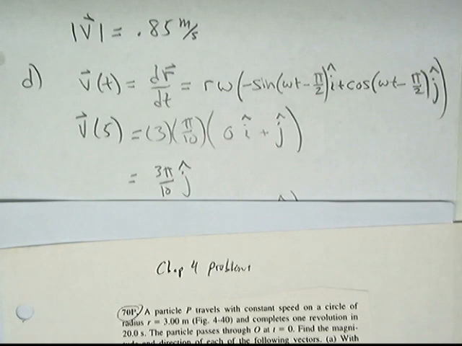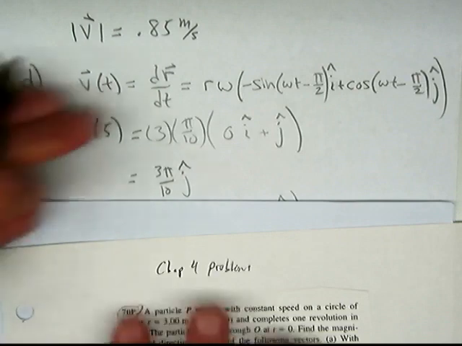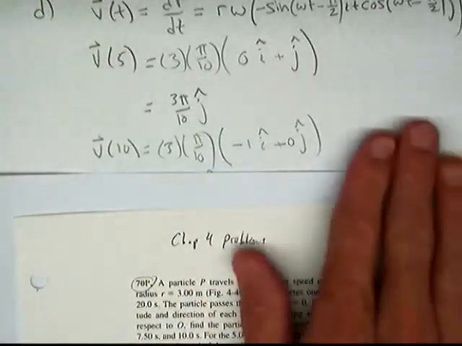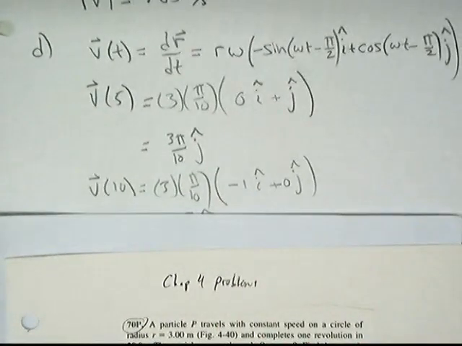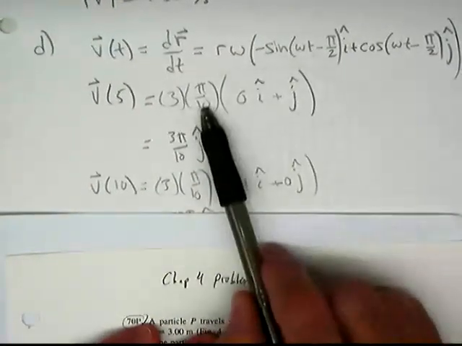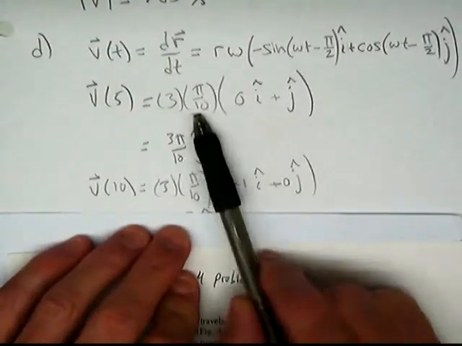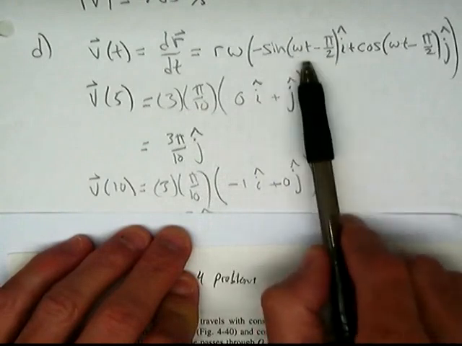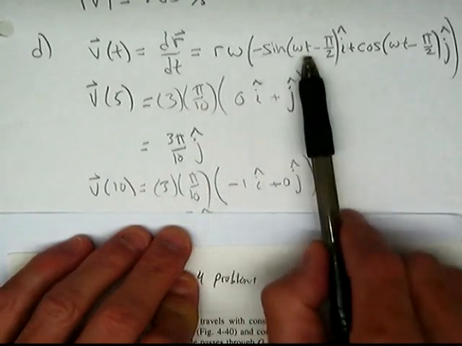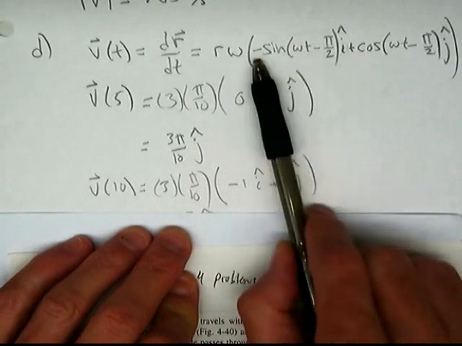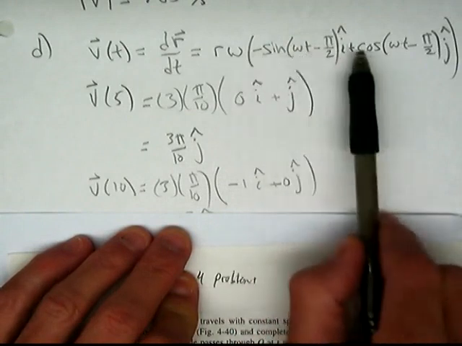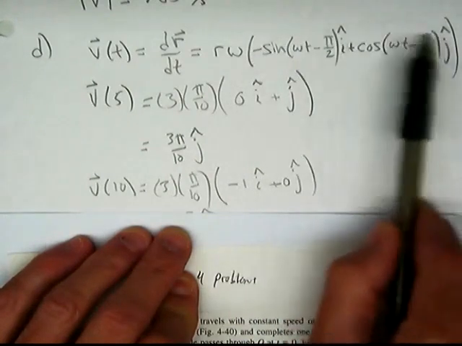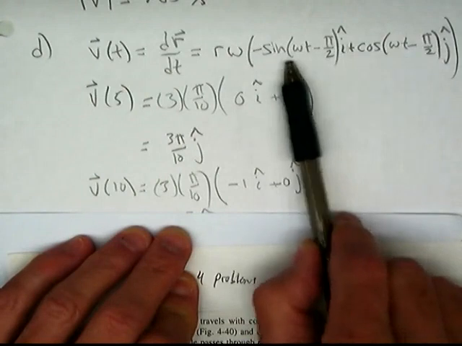Yeah, negative 3 pi over 10 times i, exactly. Now, did everybody understand? What you can do is just plug in 10. 10 times omega is pi. Pi minus pi over 2 is pi over 2. Sine of pi over 2 is 1, and so that's negative 1. This term is negative 1. Cosine of pi over 2 is 0. This term is 0.